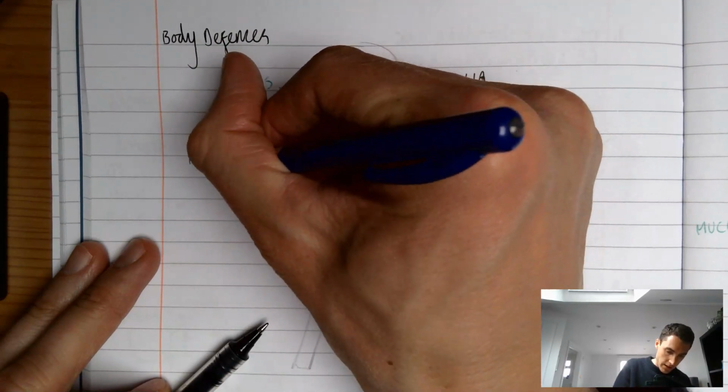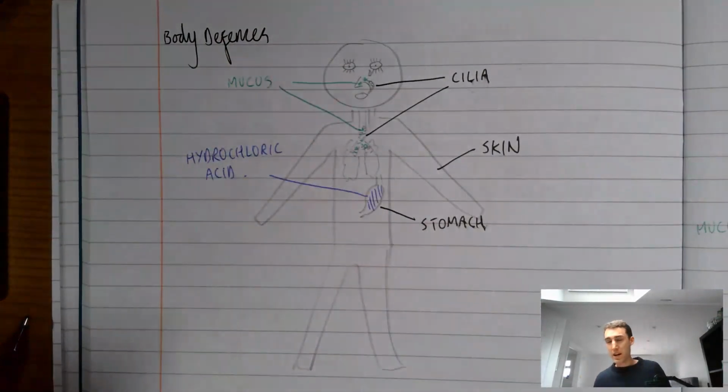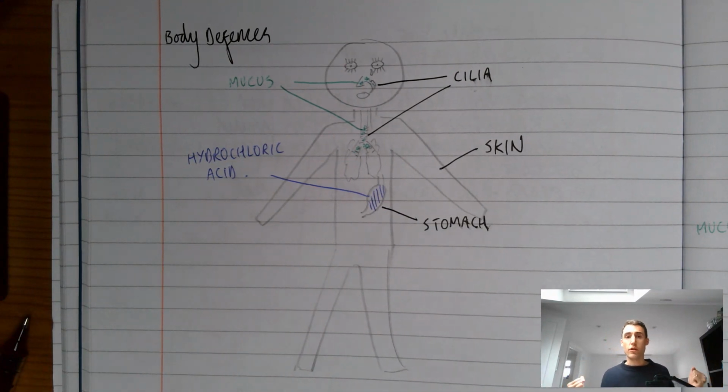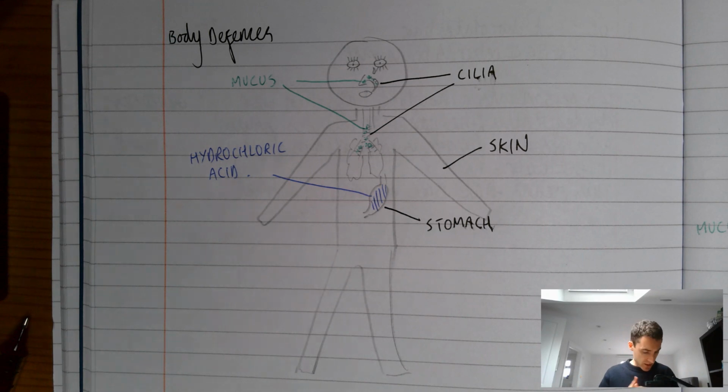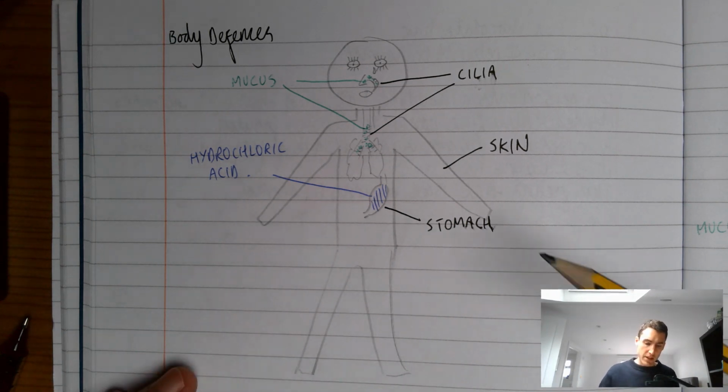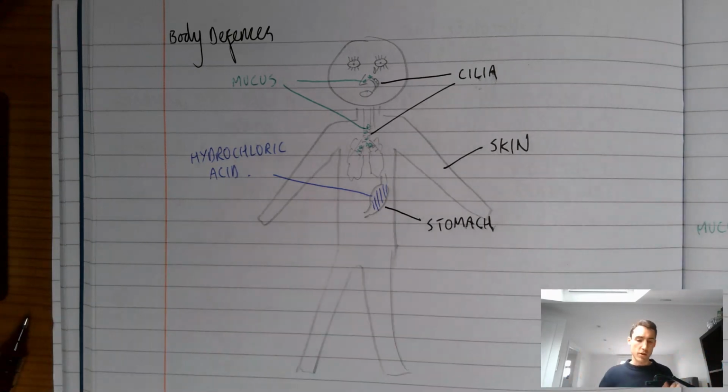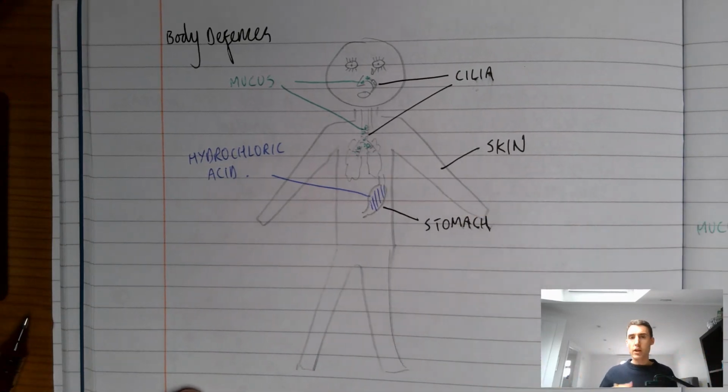And one of the things that hydrochloric acid does is that if any pathogens enter the stomach, the hydrochloric acid kills them. They can't survive in such acidic conditions. So that's another defense we've got there. Now, the final thing to talk about is a bit like the skin, one that's all over the body, and that's the blood.